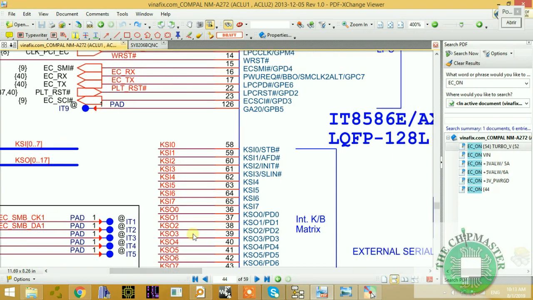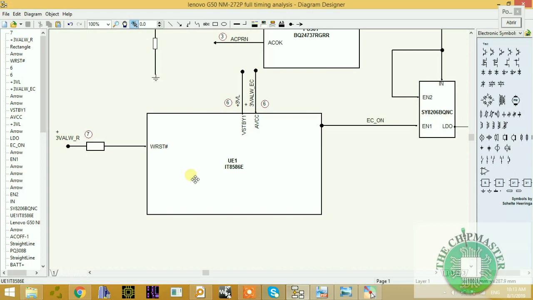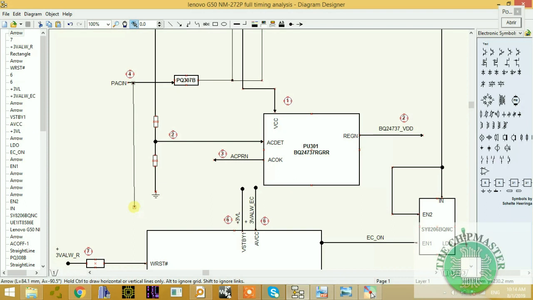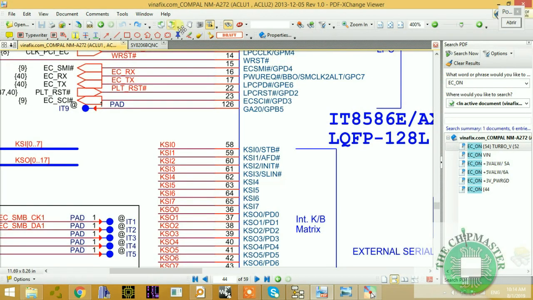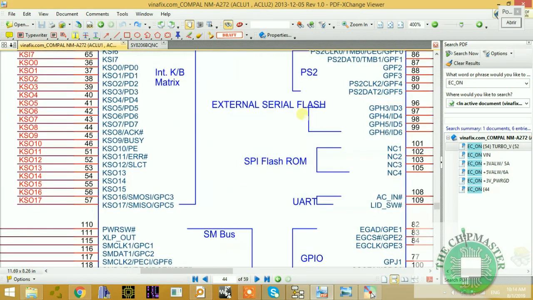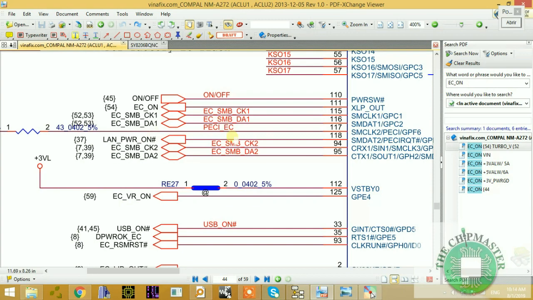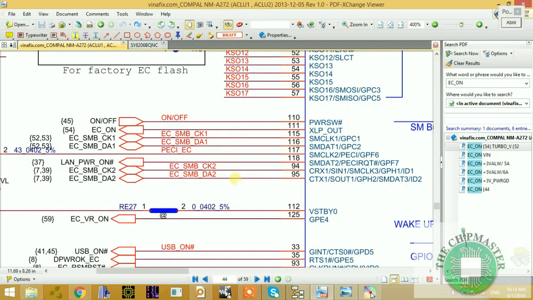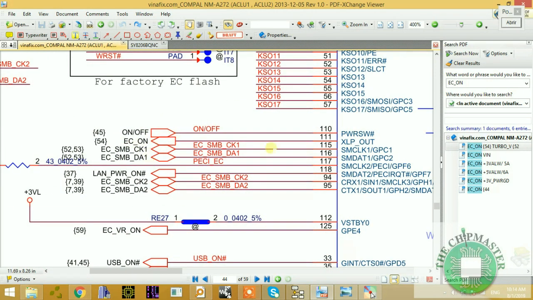There's no clock. As I said, the clock is embedded inside of the I/O. Then the software is here. So the next signal that is needed is this signal, the adapter present signal, and this is our AC in signal, and this signal is critical. Before the I/O controller releases the EC on signal, it must get the presence of the adapter, and this is known as the AC in.